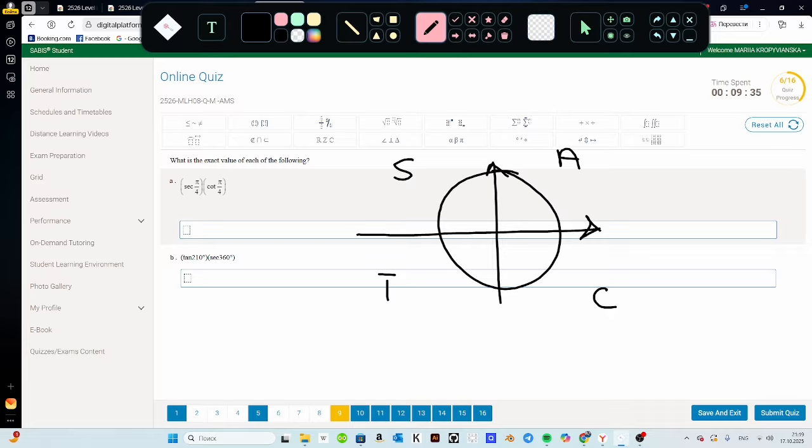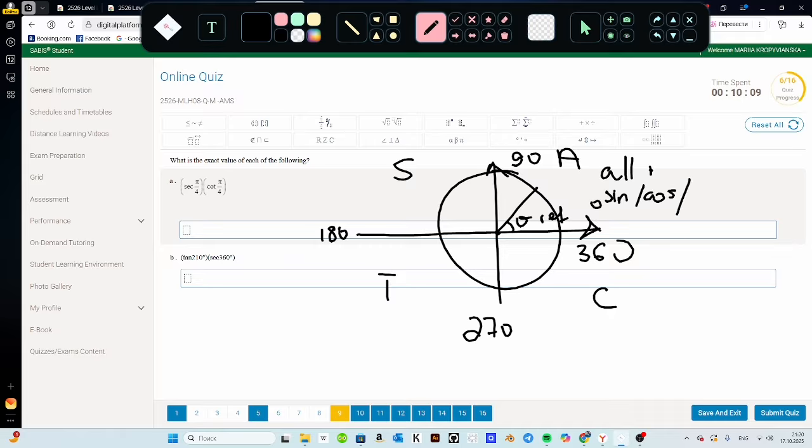So we're going to have 90 degrees over here, 0, 360, 180, and 270. These are all of the degrees of the circle. In the center we have the reference. In the part of all, we have basically all, so it's all positive: sine, cosine, and tangent.